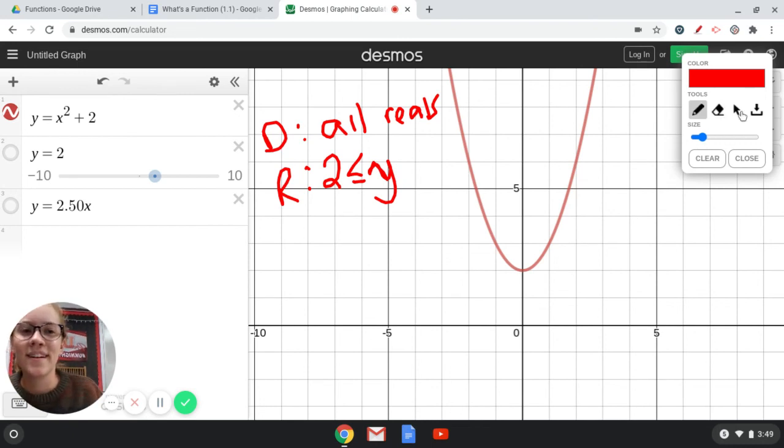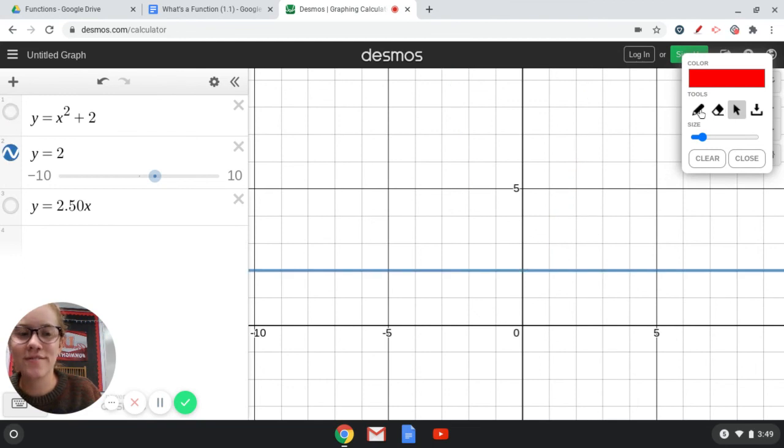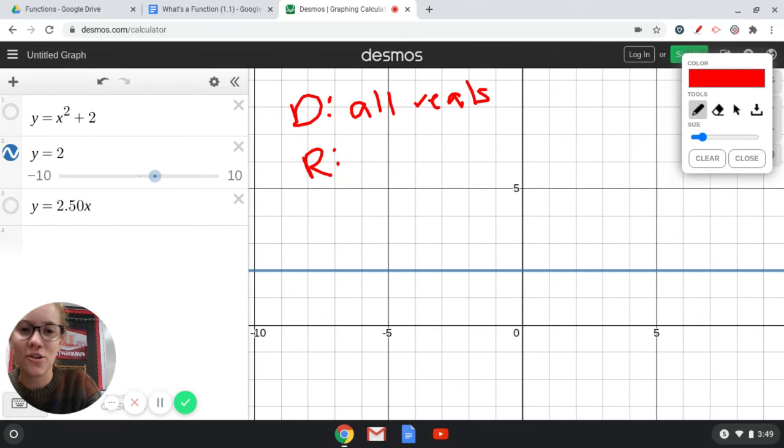Okay. Now our last one. Y equals 2. Domain and range. How far left and right does this graph go? That's the domain. Goes on forever and ever, all reals. Now the range, how high up does it go and how low does it go? It doesn't go high or low. It stays at one single point, which just means y equals 2 is the whole range.